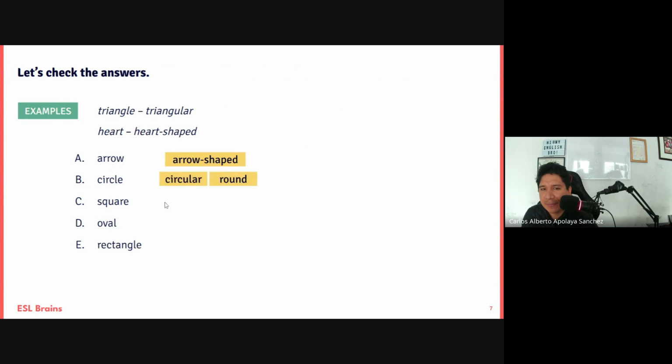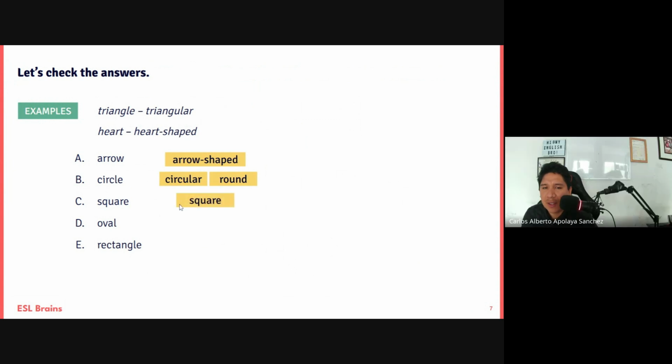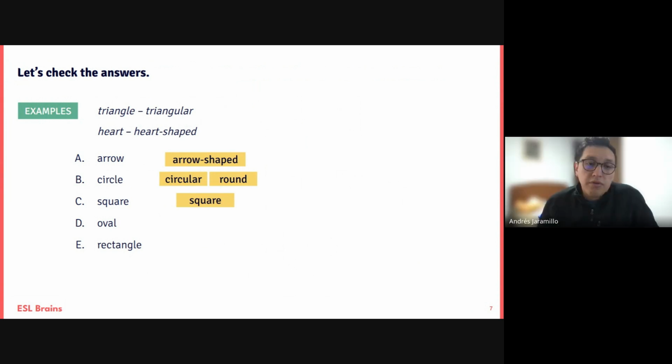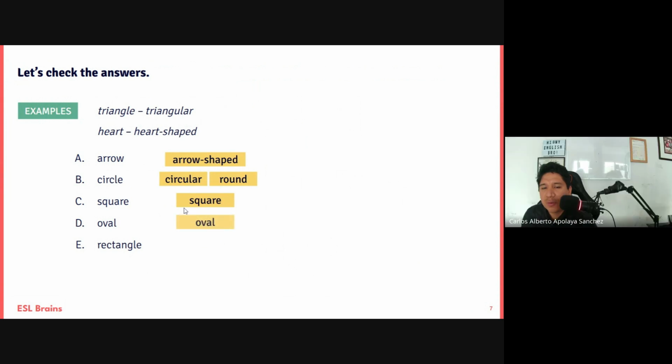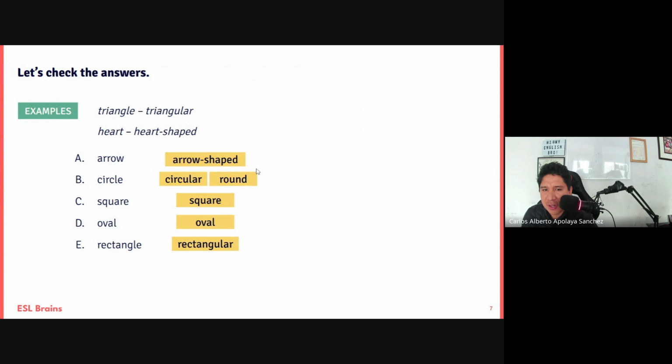Circular. Square, square. Oval, ovalar, oval in the same way. Rectangle, rectangular. Don't forget: arrow, arrow-shaped; circle, circular; square, square; oval, oval; rectangle, rectangular. Óvalo, ovalado. Cuadrado, cuadrado.